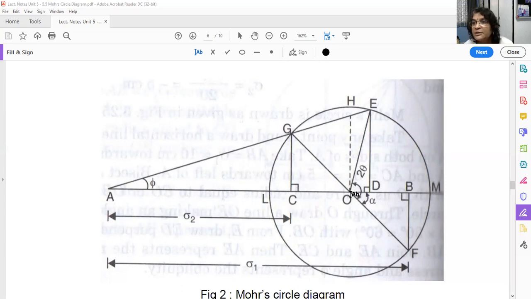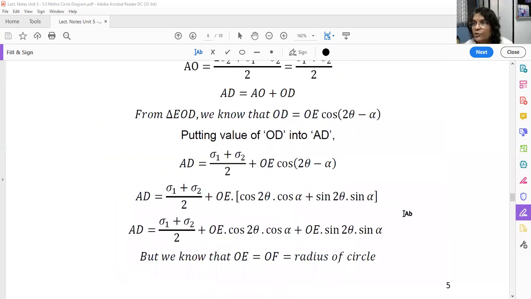So this AM will be sigma 1, and this will be angle alpha. This is the principal side. So when it is alpha, 2 theta is equal to alpha, so theta is equal to alpha by 2. That means we are going to define the half angle.